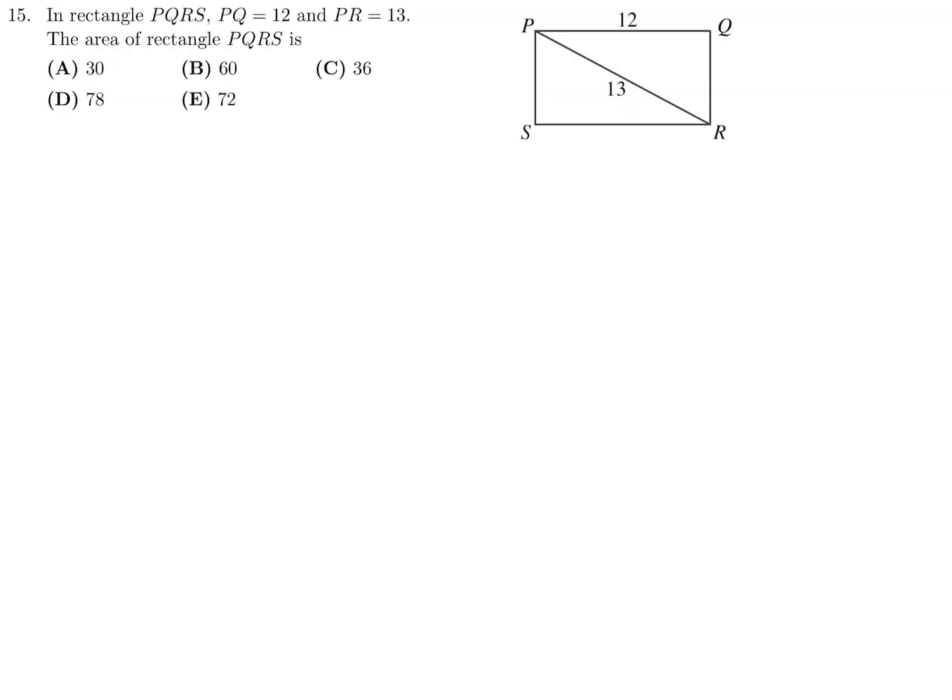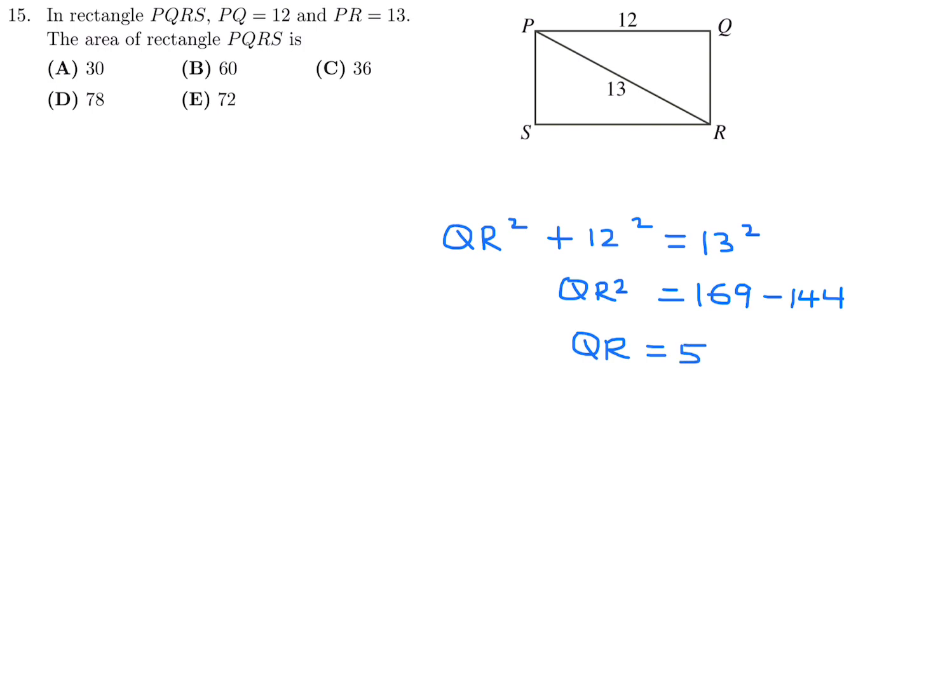In rectangle PQRS, PQ is 12, PR is 13. What is the area of PQRS? Well, I use Pythagoras to figure out QR. QR squared plus 12 squared is 13 squared. So that means 169 minus 144 is QR squared. And therefore QR is equal to 5, because that's going to be the square root of 25.